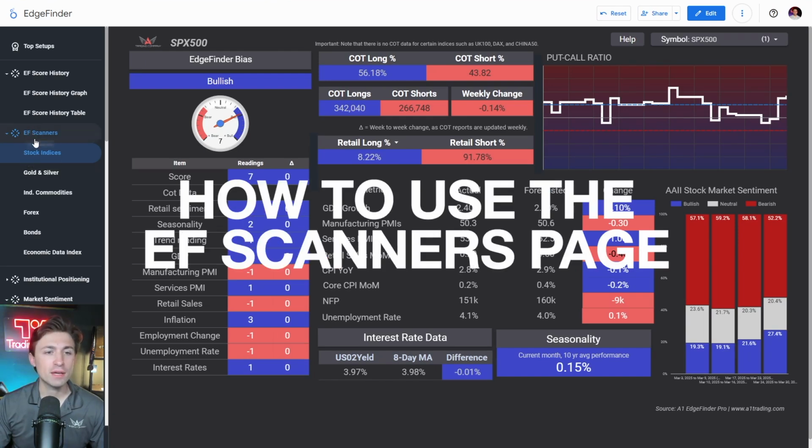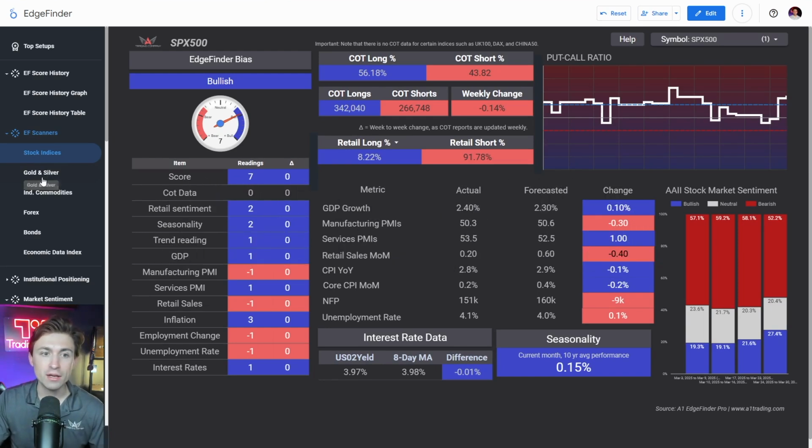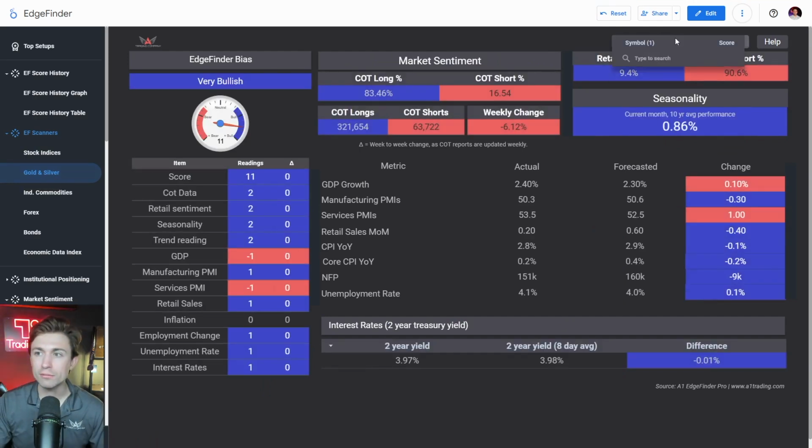We also have some EdgeFinder scanner pages, which allows you to get a summarized view of most of the things that we're talking about in one singular screen. So you can see I've selected the stock indices page. You can also select gold and silver. You can select what you'd like here, and you can just get an idea of how the EdgeFinder is scoring everything in a different way.